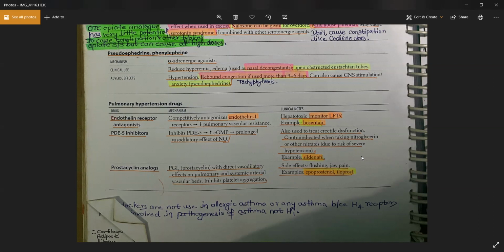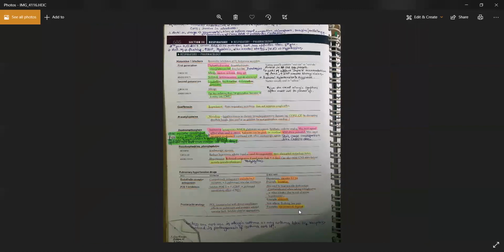Very important. Side effects will be the flushing and the jaw pain. For sildenafil, you will get a blue tinted vision. Remember? In the eyes, you have a bluish vision, right? That's a side effect for sildenafil. And hypotension again is another side effect. For the bosentan, you will have hepatotoxicity.